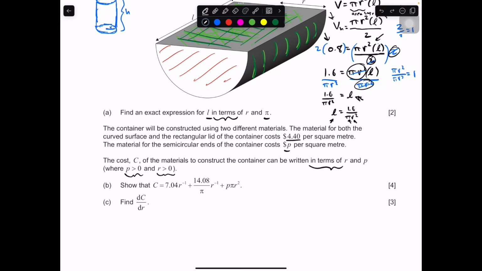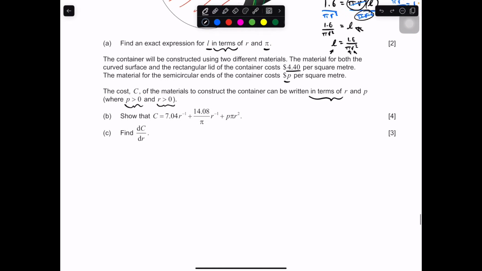All right. So show that c is equal to 7.04 r to the negative 1, and so on. What does this r to the negative 1 mean? It means 1 over r. So we can go both ways in this case. R to the negative 2 is equal to 1 over r squared. And if we get something like 1 over r cubed, this is equal to r to the negative 3, and so on. That's what that r to the negative 1 means. Okay. So let's try to work this out. Need some good space.